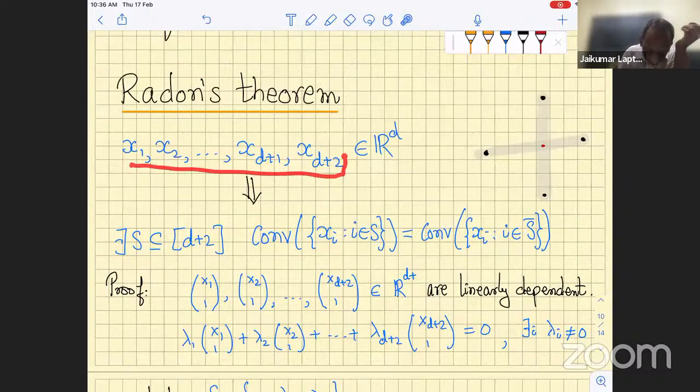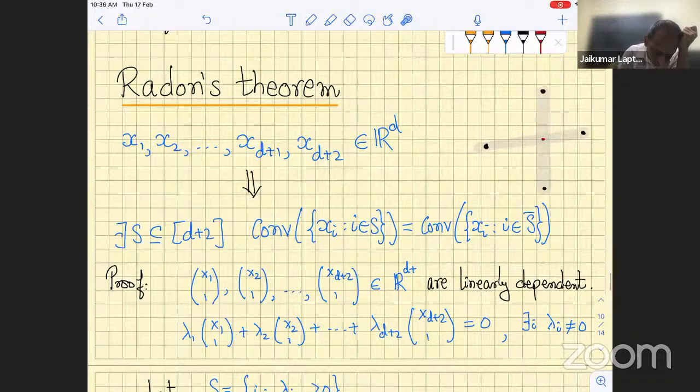Suppose you are given d plus 2 points in d dimensions. Then these d plus 2 points can be split into a subset S and its complement. So they can be split into two parts, so that if you take the convex hull of the first part, those in the set S, and of those in S bar, they will have a point in common.